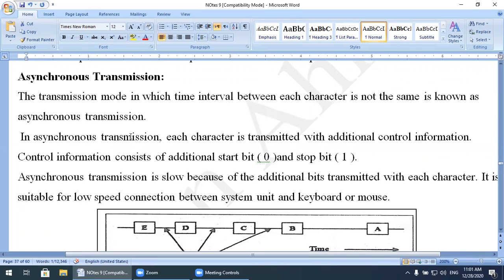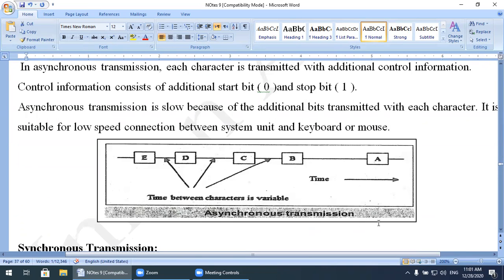In asynchronous transmission, each character is transmitted with additional control information. As we know, our computer understands the two characters 1 and 0. So control information consists of an additional start bit and a stop bit. With this character A, when I send it, one additional bit will be at the start and another zero will be at the end of the character. So two additional bits will be attached to each single character.